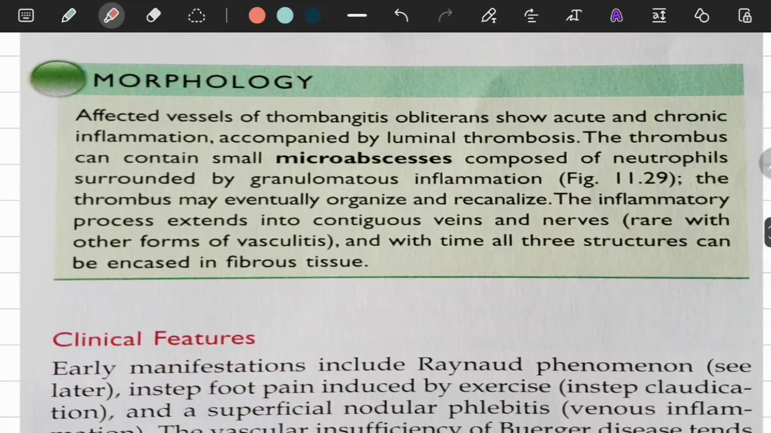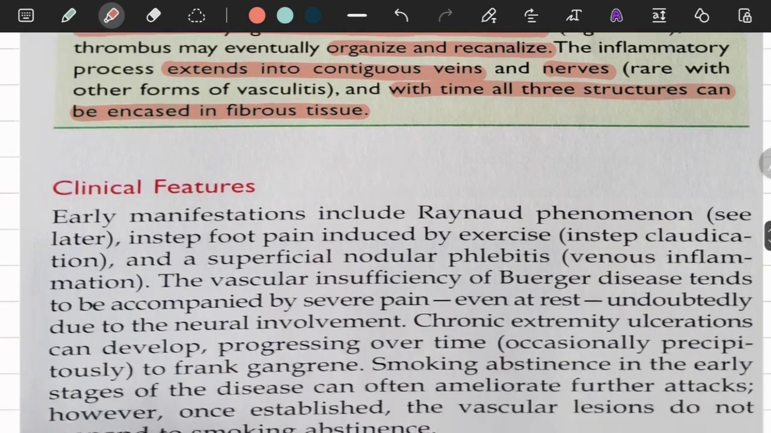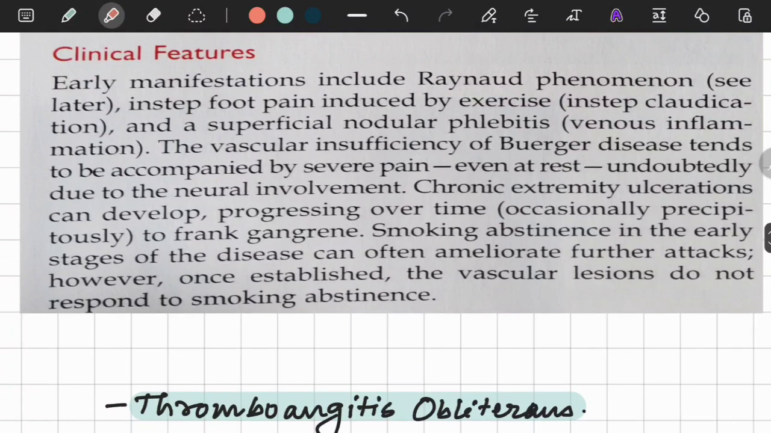Now talking about the morphology, the affected vessels of thromboangiitis obliterans show acute and chronic inflammation accompanied by luminal thrombosis. The thrombus can contain small microabscesses composed of neutrophils surrounded by granulomatous inflammation. The thrombus may eventually organize and recanalize. The inflammatory process extends into contiguous veins and nerves, and with time, all three structures can be encased in fibrous tissue.